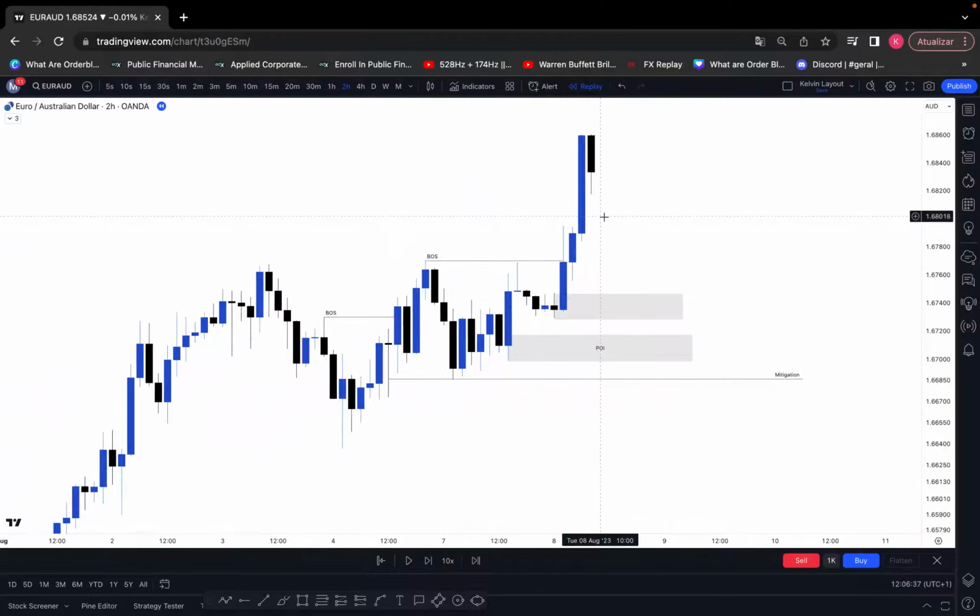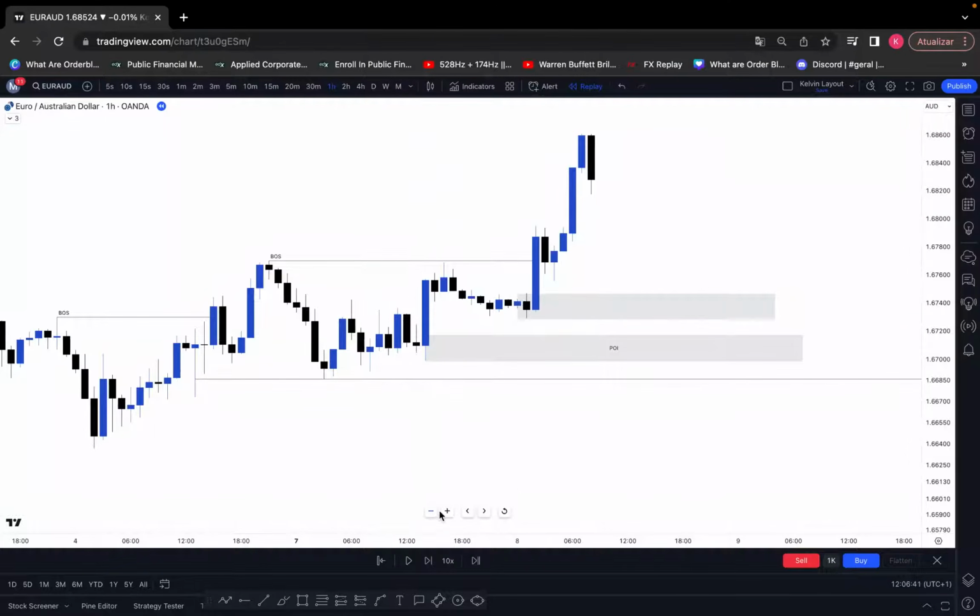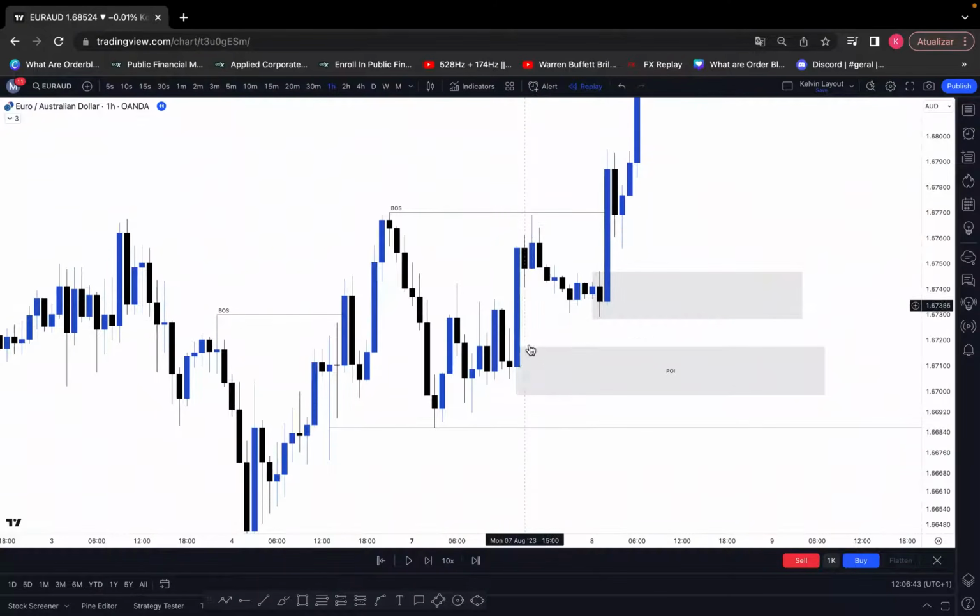But if you come down to the 1 hour time frame, let me quickly drop down to 1 hour, we can clearly see that the catalyst move actually started right here. This was the move that went on to break this previous structure high, and it left imbalances right here because it broke this internal structure high. So it left all of this imbalance right here.